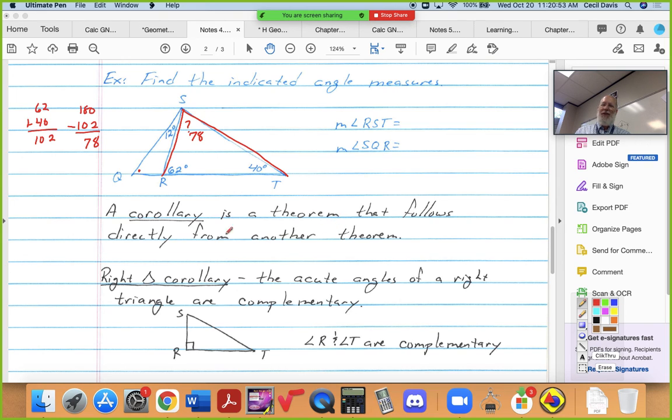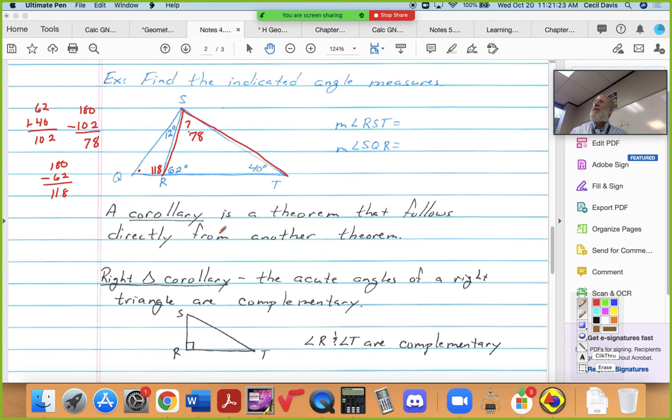SRT. SRT, uh-huh. Yes, and SRQ make a linear pair. Oh, okay. So one of the ways I could do this is I know that I have a linear pair here with angle SRT and angle SRQ. So I could go 180 minus 62 is 118. So this angle is 118.